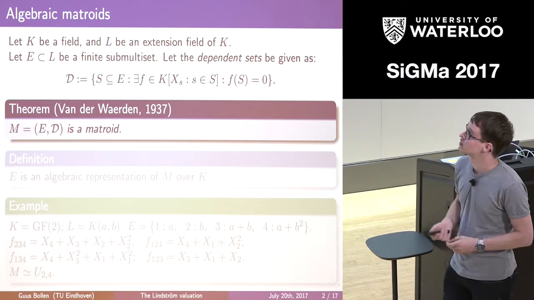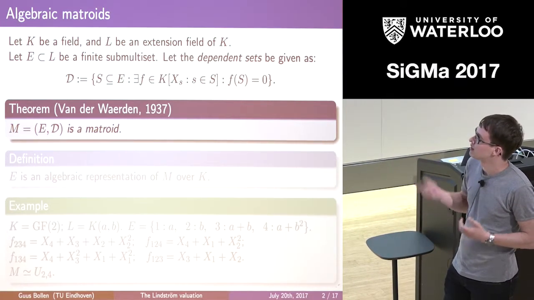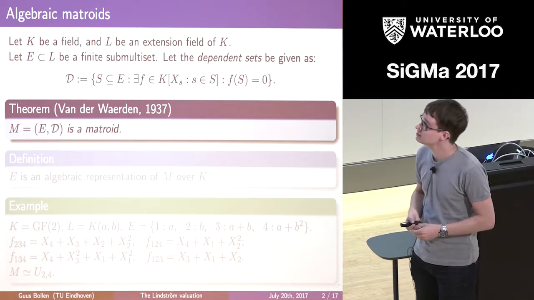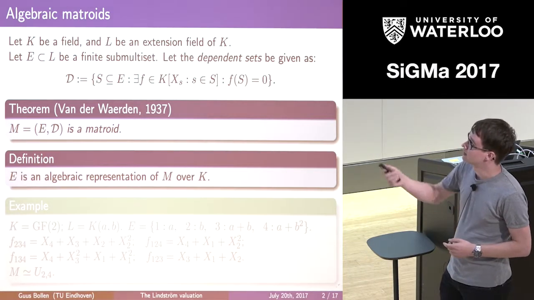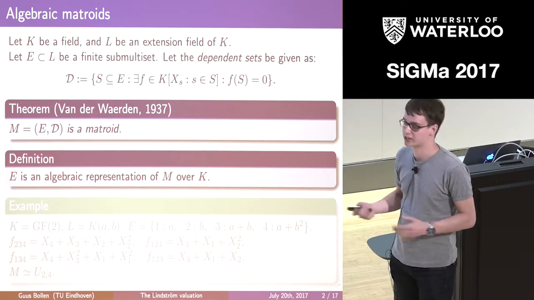So it's quite an old theorem that this gives us a matroid, and we call E an algebraic representation of this matroid over K.